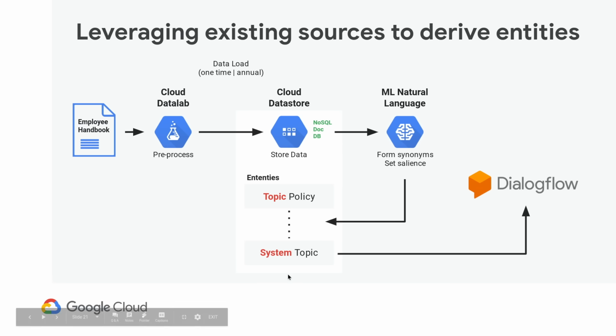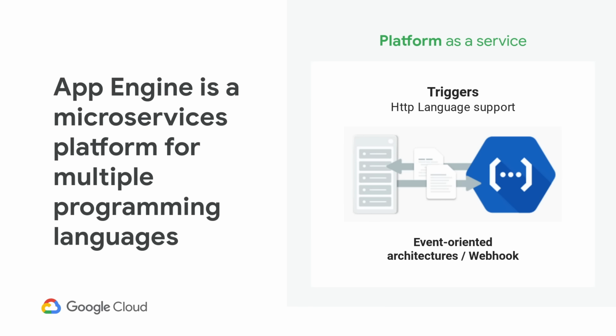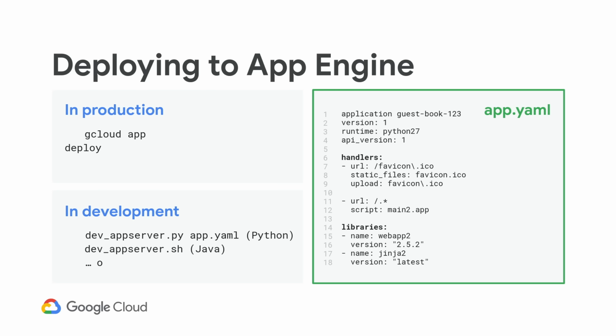Okay, so this is what we just did. So now we can talk about App Engine. App Engine is Google's fully managed serverless platform as a service product that allows you to build highly scalable applications. The underlying infrastructure is taken care of for you. With support for multiple programming languages, App Engine enables developers to focus on developing their applications without needing to worry about infrastructure concerns. You can deploy your webhook to App Engine by running the gcloud app deploy command.